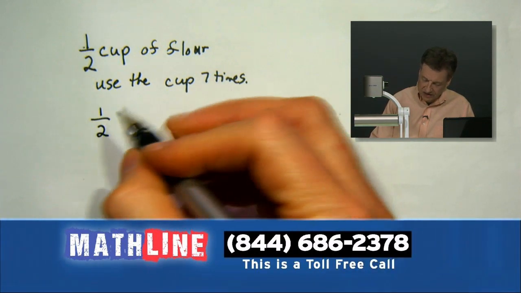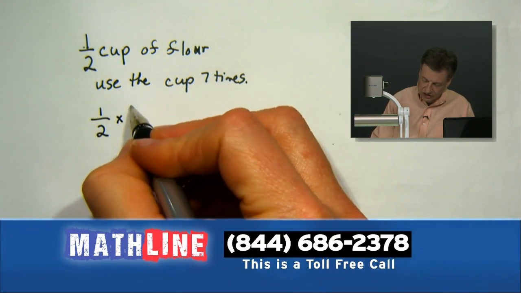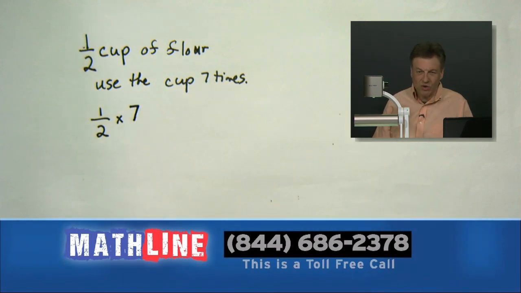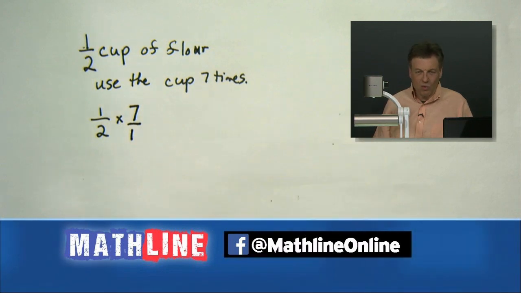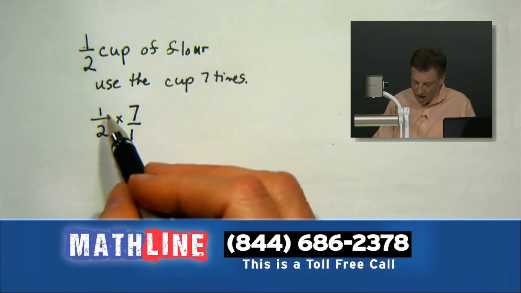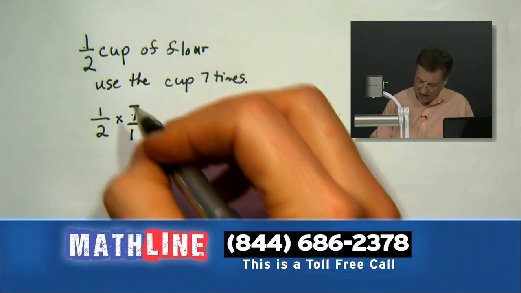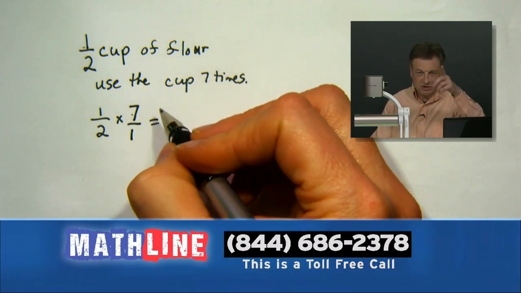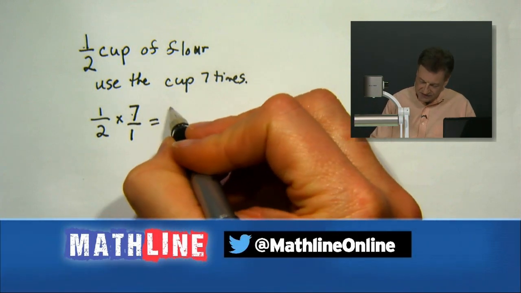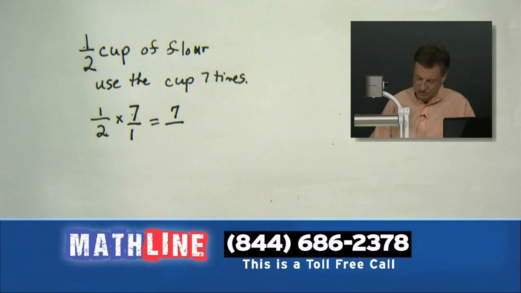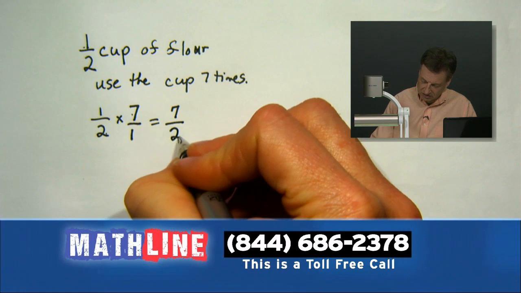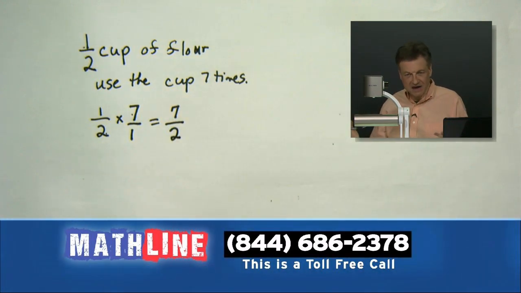We can make that in just a simple little expression, and we're going to say 1/2 times 7. And I'm going to write that over 1. And across the numerators, how about it? We get 1 times 7, which I bet you got on the tip of your tongue, gives us 7, right? And then 2 times 1 will give us what? 2? And that's 7 halves, all right?